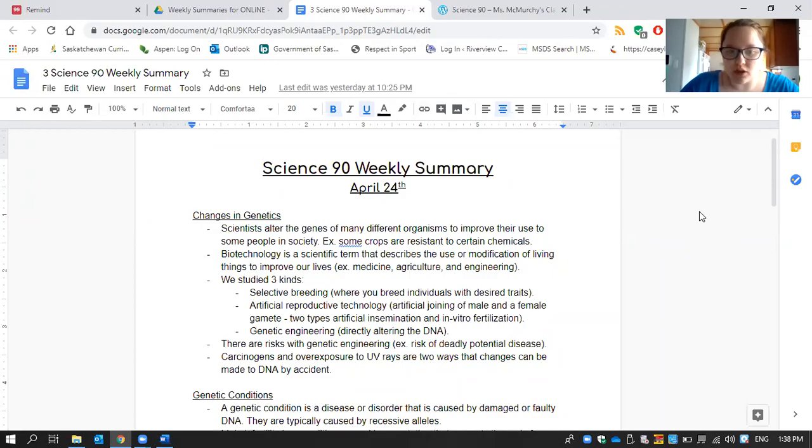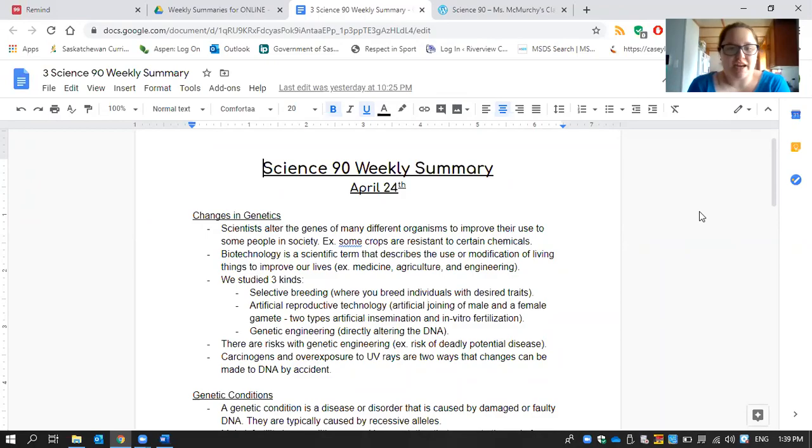The next one was artificial reproductive technology, where you artificially join a male and a female gamete, or sex cells. Within that, we looked at two different types. There was artificial insemination, where you take male sperm and insert it directly into the female. And in vitro fertilization is where you take the female and male gamete and join them together, so they are fertilized and grow in a petri dish, and then they can be inserted back into the female, or even into a different female.